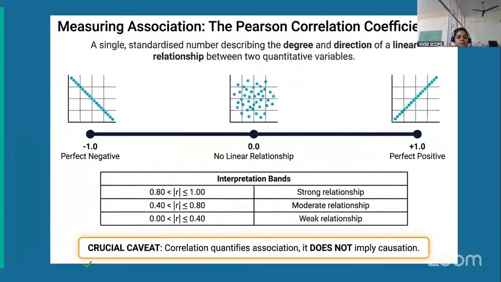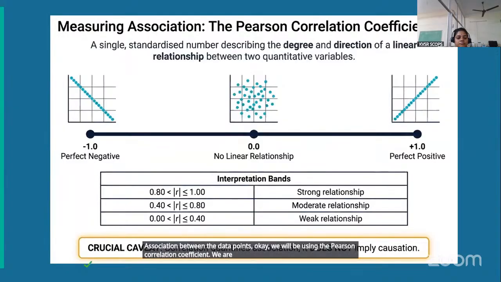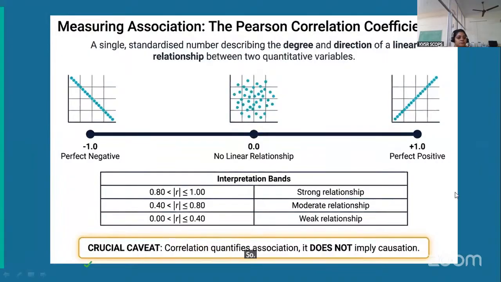And if you want to understand the association between the data points, we will be using the Pearson correlation coefficient. We are familiar with that R value. So we will be having an R value, and based upon the R value, we try to say whether the correlation between the data points is strong or not.